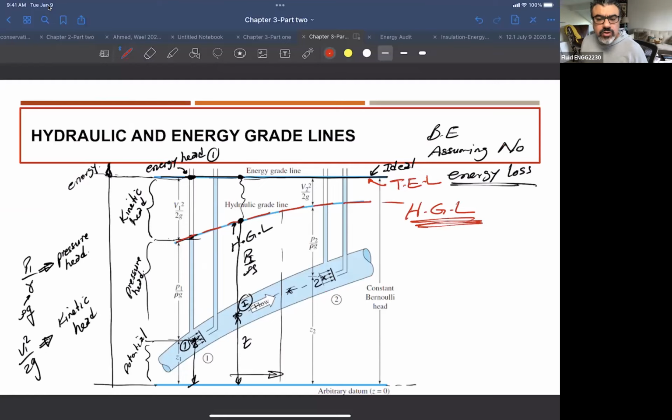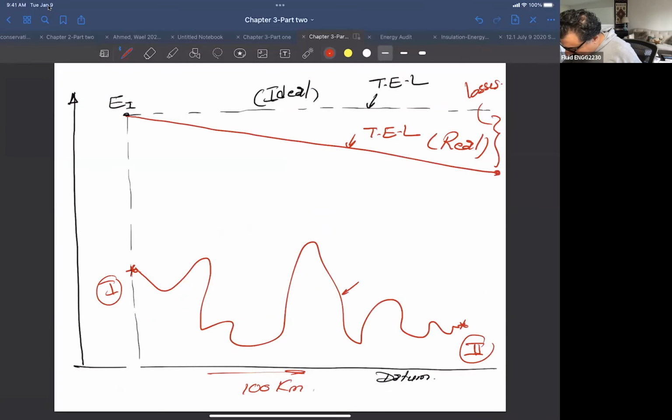What is the definition of hydraulic gradient line? Hydraulic gradient line is a line below the total energy line by what value? Look at this problem, kinetic head, right? So imagine I have the same pipeline that has the same diameter, and the flow is the same, right? So let's say diameter is constant, which means area is constant, and also flow rate, this Q, has to be the same all over the pipeline, right?